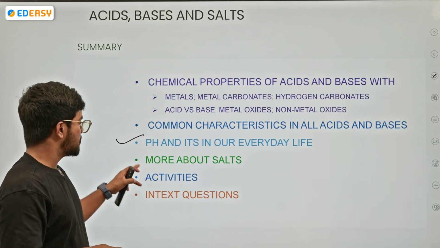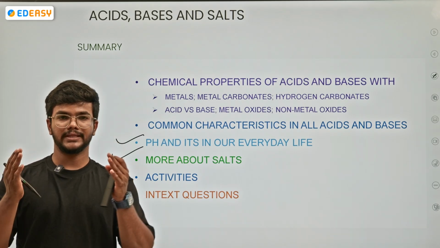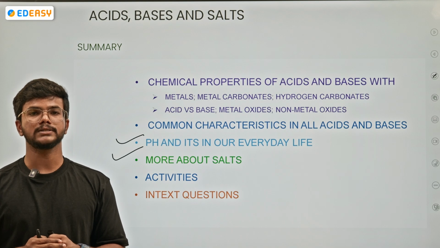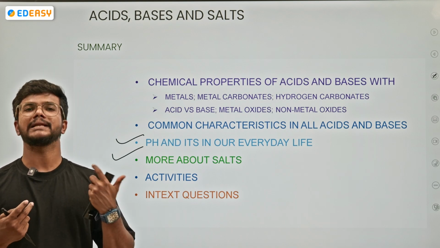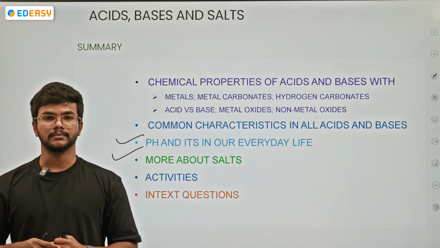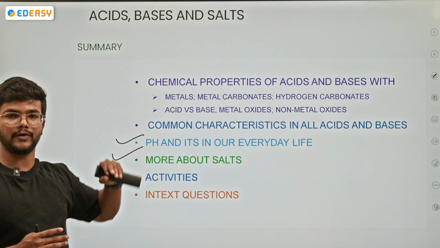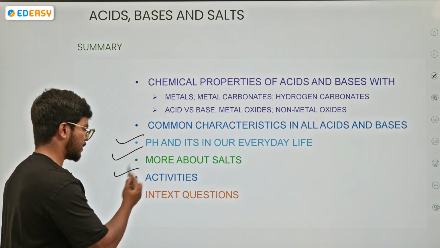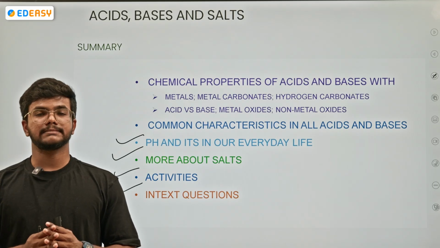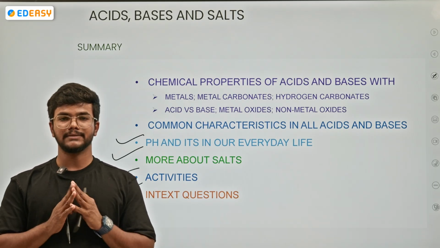Next, more about salts. So what is more about salts? With the help of salts, we produce some other chemical compounds, that is the chlor-alkali process, bleaching powder, washing soda, and also baking soda. Okay, they are very, very important. All these topics are covered with the help of activities and also NCERT questions. So this is what acids, bases and salts are. Hope you understand everything about acids, bases and salts.